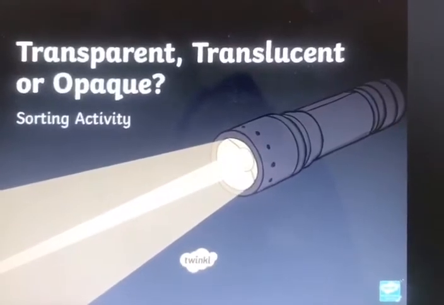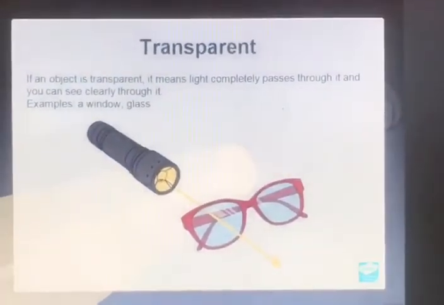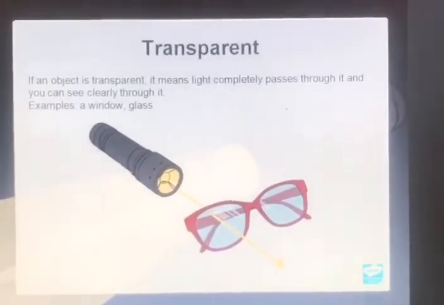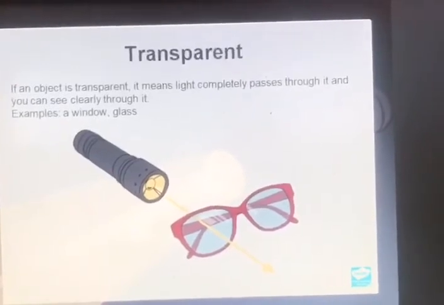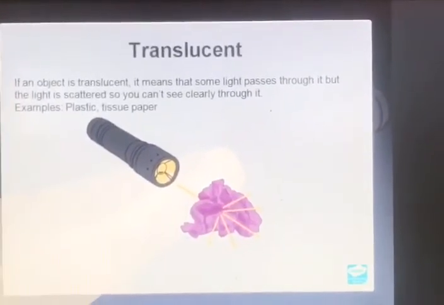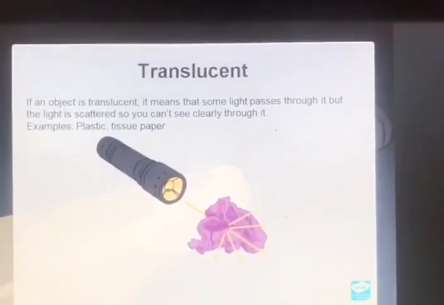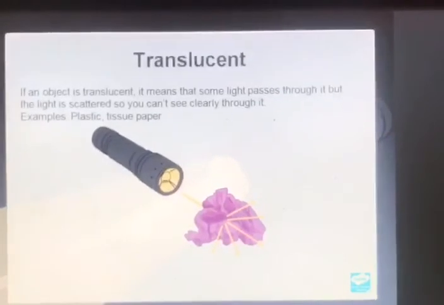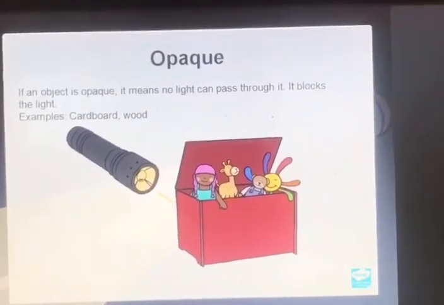So we're also going to learn about objects that are transparent, translucent, or opaque. So an object is transparent if light can completely pass through it. So think of a window, think of normal glasses, or even just a glass. If it is translucent, it means that some light can pass through it, but light is scattered so you can't see clearly through it. So an example would be plastic or tissue paper. And if something is opaque, no light can pass through.